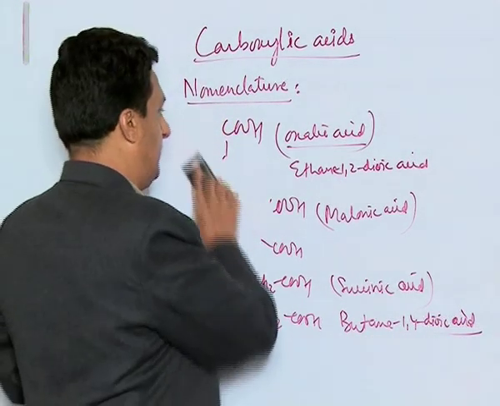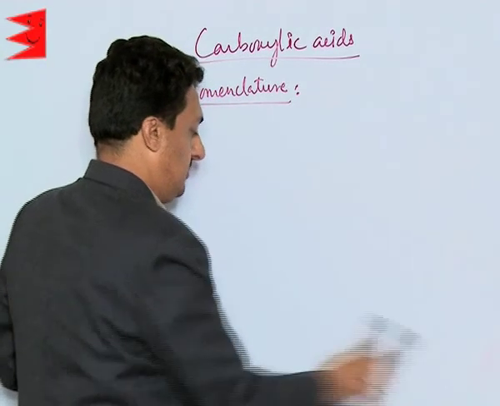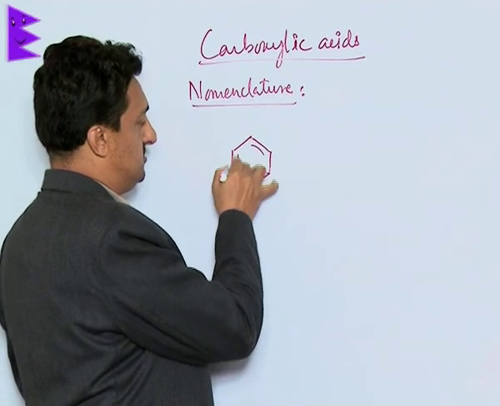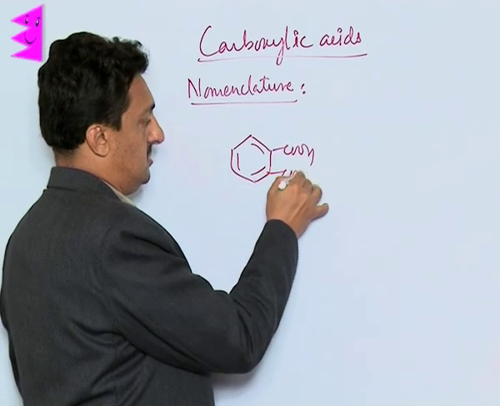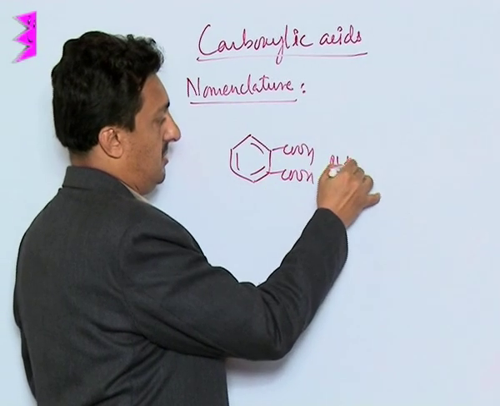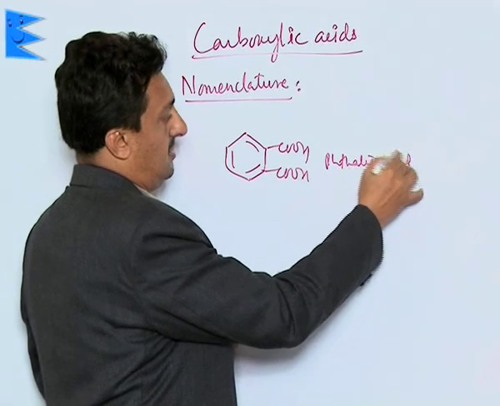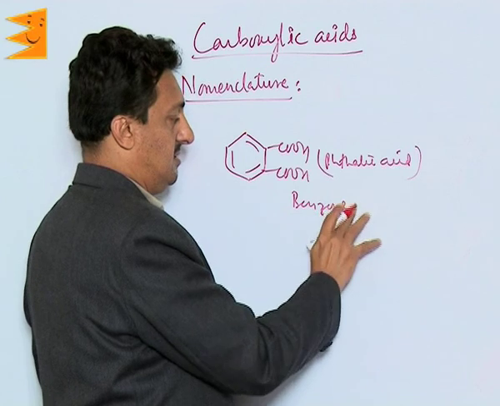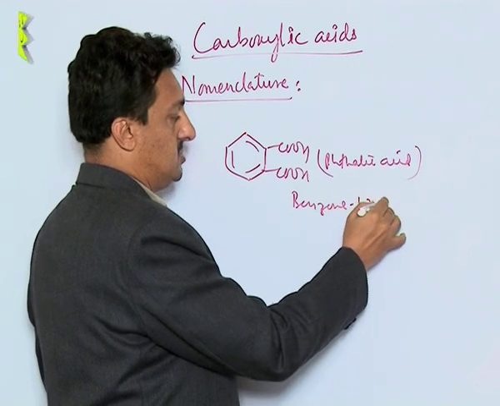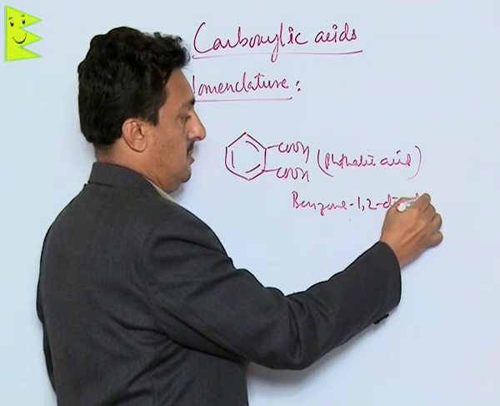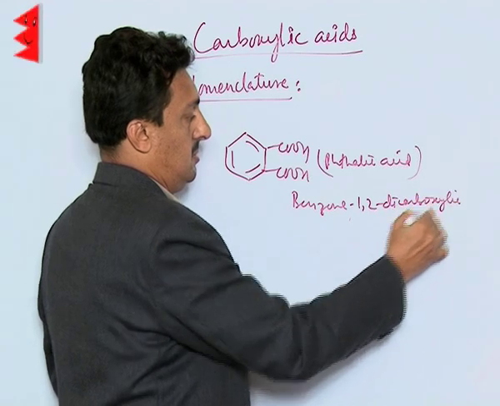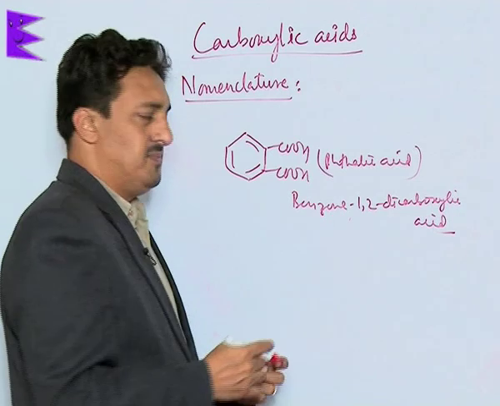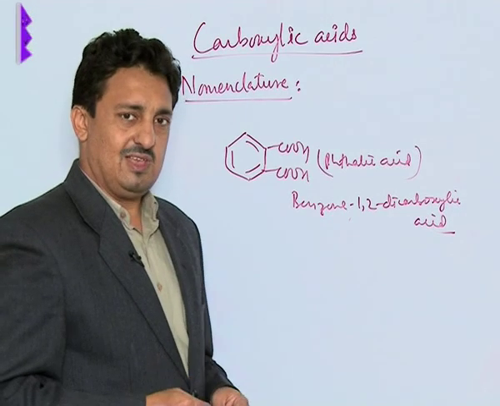Similarly, if we have 2 acid groups on the benzene ring at adjacent positions, it's called phthalic acid or benzene 1,2-dicarboxylic acid. So this is how we name the different carboxylic acids.